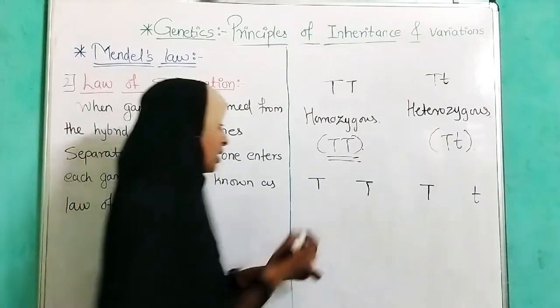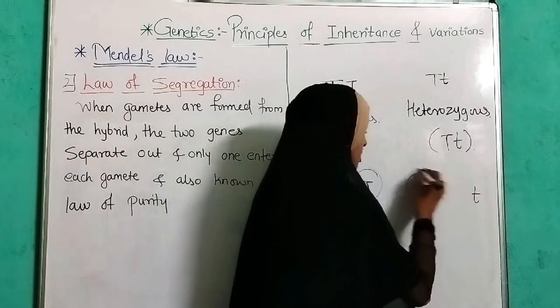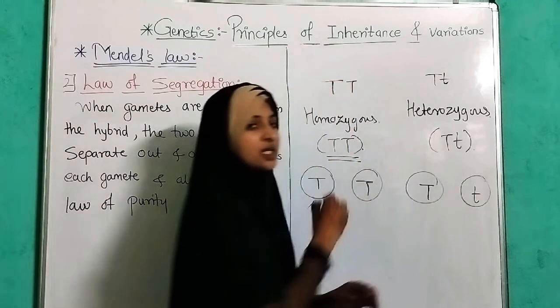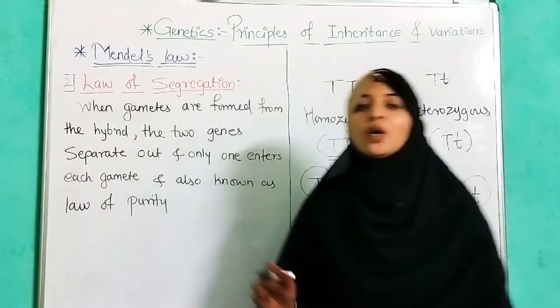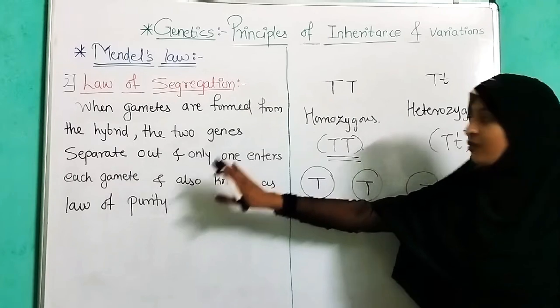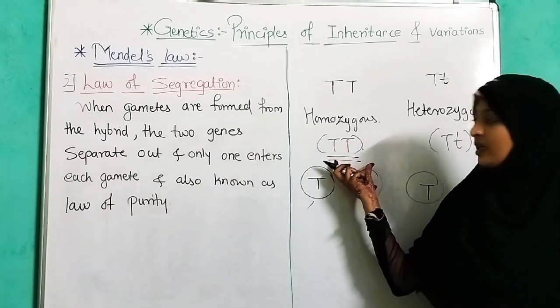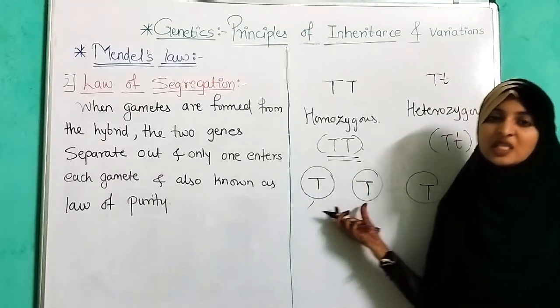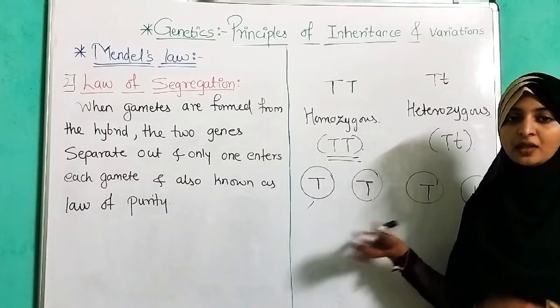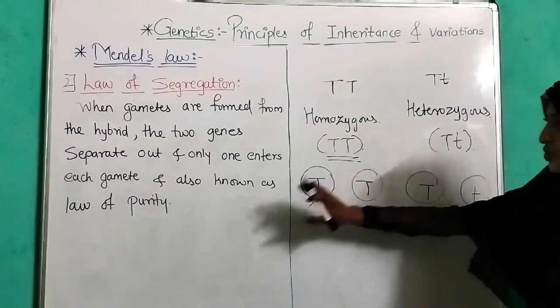separately. Means this T and this T are going to be separate, so it is known as the law of purity. Means when gametes are formed from a pair, it gets separated to form a single gene and enters to express as a single. So now this was about the law of segregation.